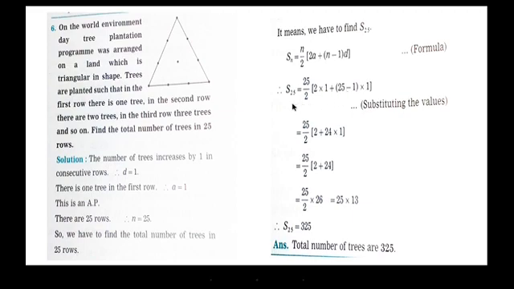So substituting the values, we have S25 is 25 upon 2 in the bracket 2 into 1 plus 25 minus 1 into 1. That is 25 upon 2 in the bracket, 2 ones are 2. 25 minus 1 will be 24. So 24 into 1 will be 24. So on solving, we have 25 upon 2 into 26. So 2 and 26 can be reduced. That is, we get 25 into 13. That is equal to 325. So the total number of trees in 25 rows are 325.